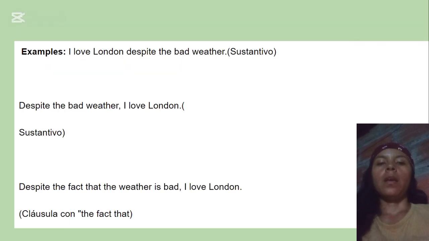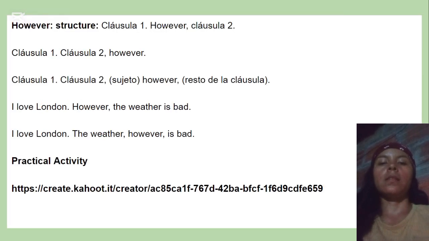For example, "I love London despite the bad weather" is a noun. "Despite the bad weather, I love London" is a noun. "Despite the fact that the weather is bad, I love London" is a clause with the fact that.